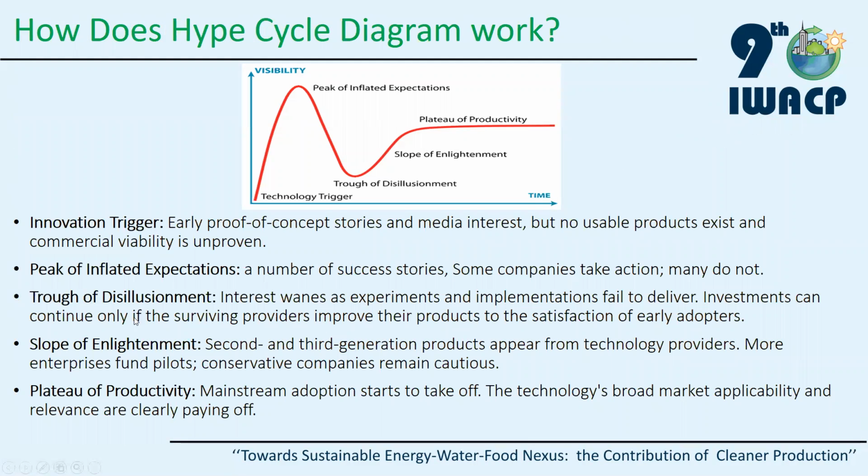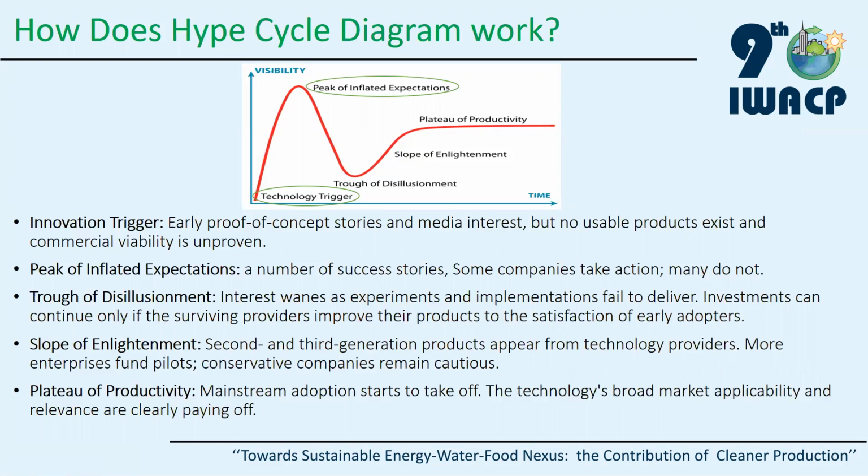So this figure shows the different stages of the hype cycle diagram. The first stage is the technology trigger. It is a kind of potential technology breakthrough to kick things off. Early proof of concept stories and media interest trigger significant publicity. Often no usable products exist and commercial viability is unproven.